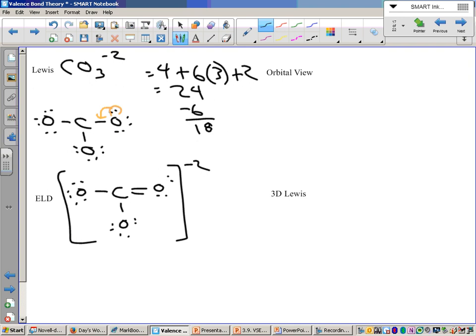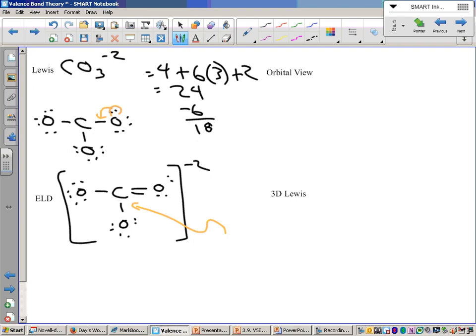Now, we did quickly look at resonance structures. This is a resonance structure, right? Remember, that double bond could go in those other positions as well. But we're not worried about that when it comes to shape. We don't need to worry about the resonance structures when it comes to shape. When it comes to shape, all we have to do is get a valid structure, and it will get us to shape.